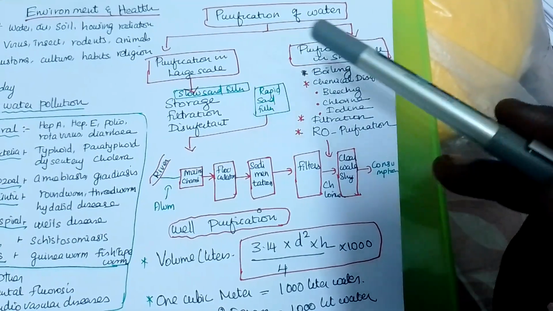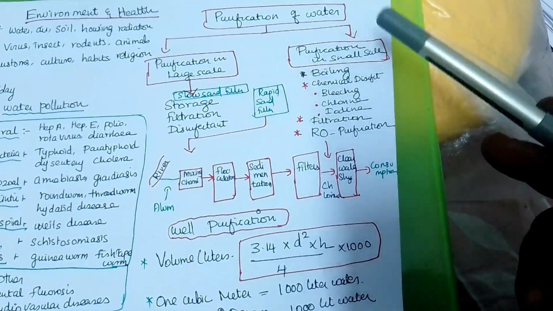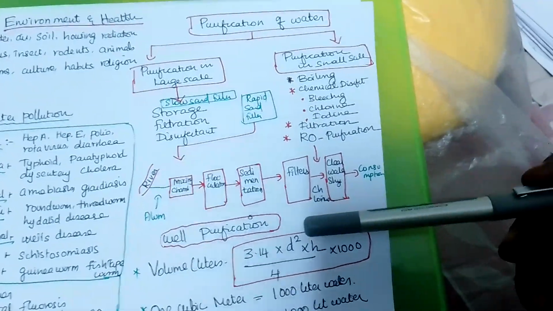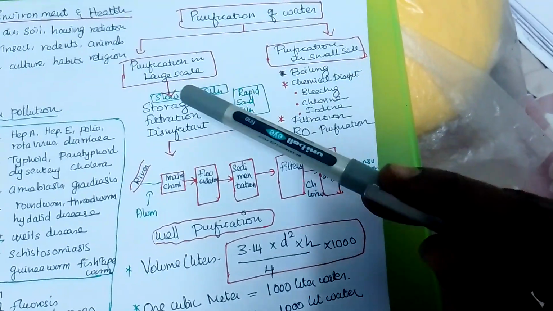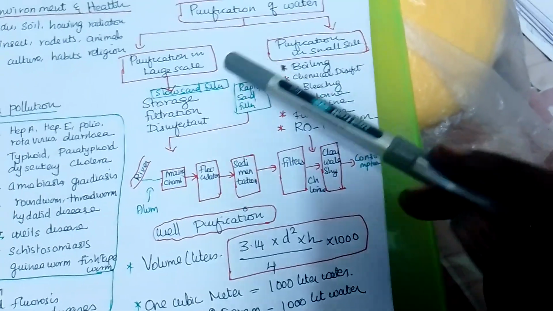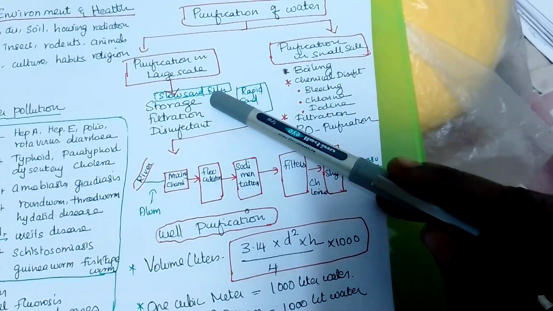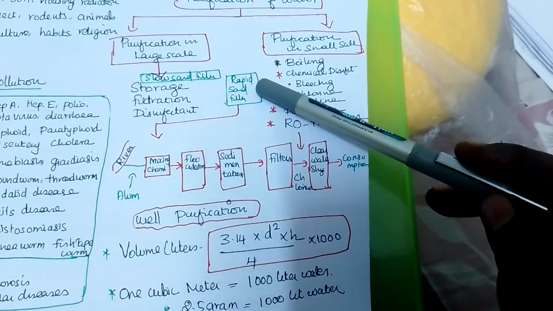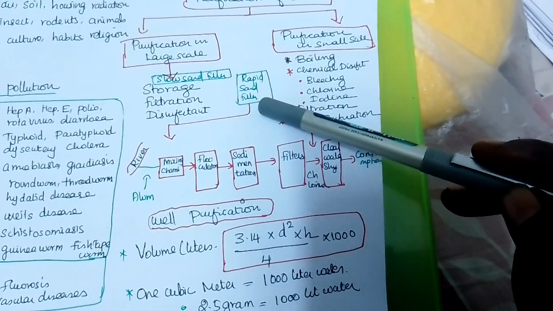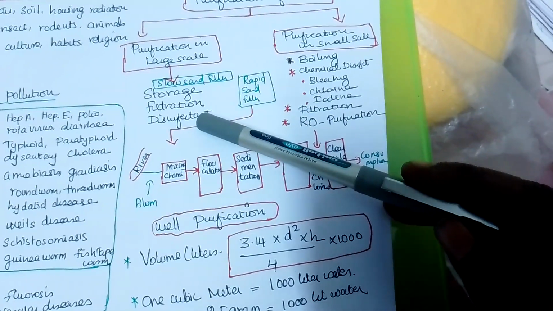So the purification of the water is divided into two: purification on the large scale and purification on the small scale. Purification on a large scale is in a village or in a corporate city. If it is in a village, it will be a slow sand filter. If it is a big city, you will go for the rapid sand filter, or what is called the mechanical filter. So what are slow sand filters?